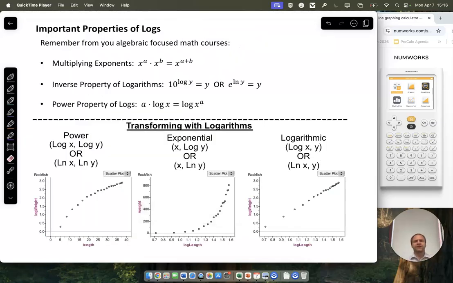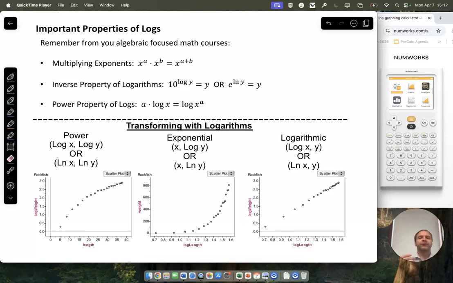So some things that we should keep in mind are the properties of logarithms. We have the multiplying exponents, x to the a times x to the b equals x to the a plus b, the inverse property of logarithms, and the power property of logarithms. We have all these properties that we've discussed in Algebra 2 classes or pre-calculus classes. We're now going to use those a little bit, not as much in depth, when we're looking at the equations. So we see 3 graphs down below. Again, I showed these based off the coordinates previously in the video, of what a power setup looks like. That's the one on the left.